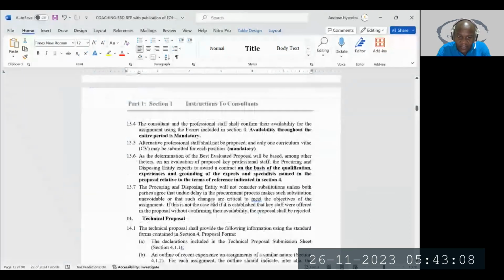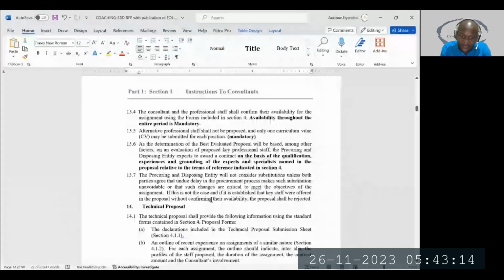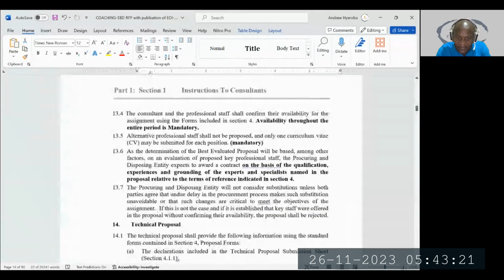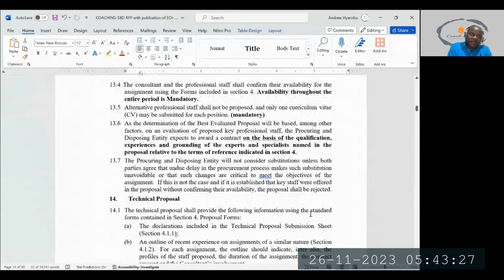Alternative professional staff, if you look at 13.4, availability throughout the entire period is mandatory. 13.5, alternative professional staff shall not be proposed, and only one CV may be submitted for each position. So you cannot submit two CVs for a position.